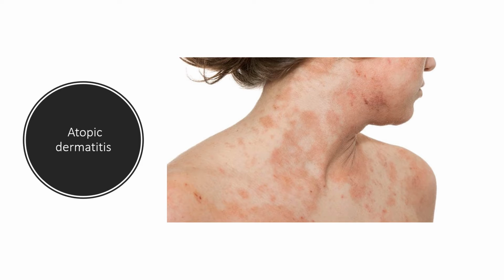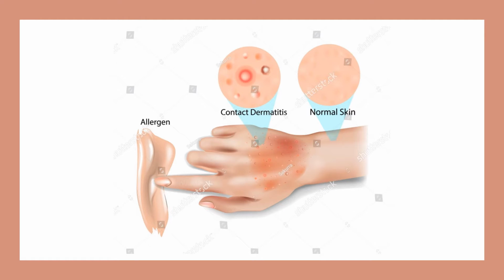You have atopic dermatitis, which is commonly called eczema and is often inherited. Eczema develops during infancy, and a person with eczema may have rough patches of dry or itchy skin. Contact dermatitis occurs when a substance touches your skin and causes an allergic reaction or an irritation. This kind of dermatitis may cause rashes that blister, burn, itch, or sting.